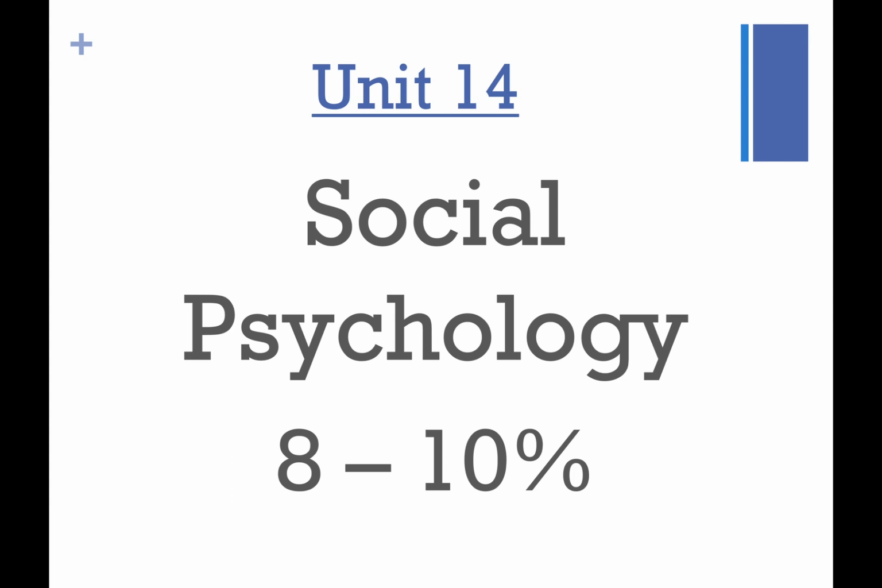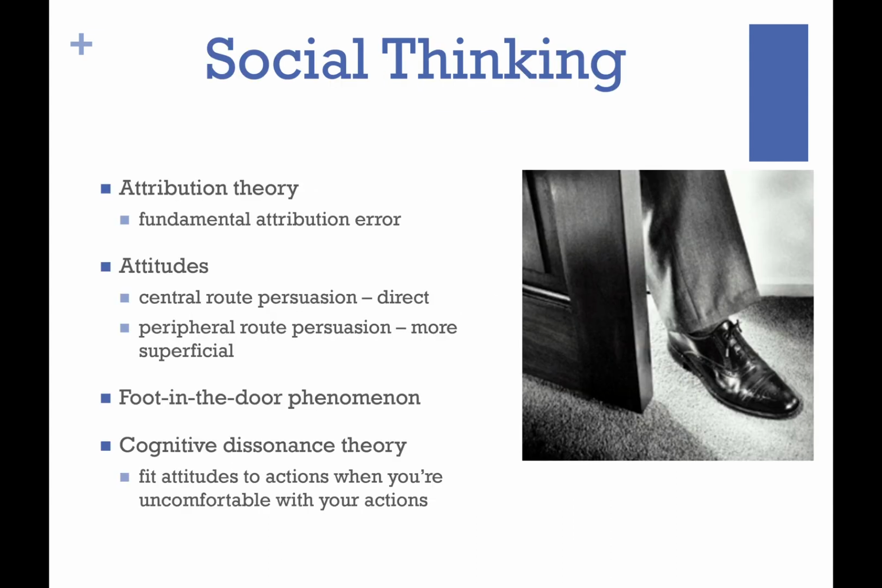Unit 14, Social Psychology. Unit 14 is about sociological principles, social dynamics, group dynamics, and how psychology is affected by the presence of other people. As you can see, it's 8 to 10% of the AP exam. We'll get into some of the vocab.